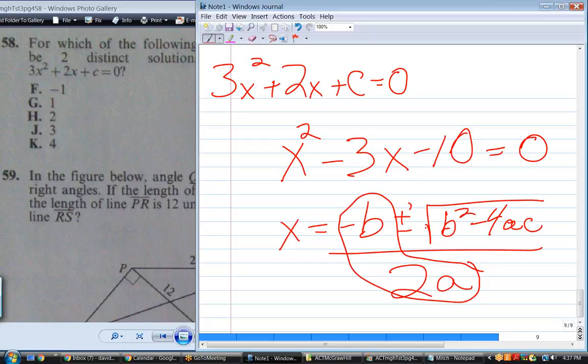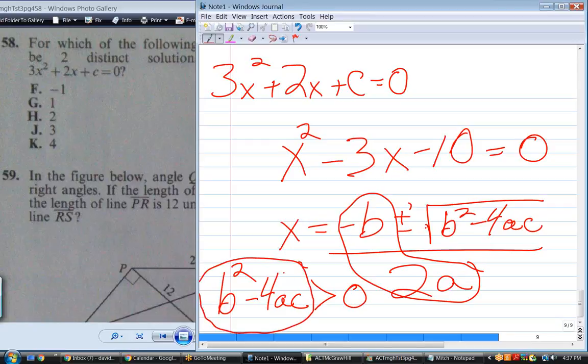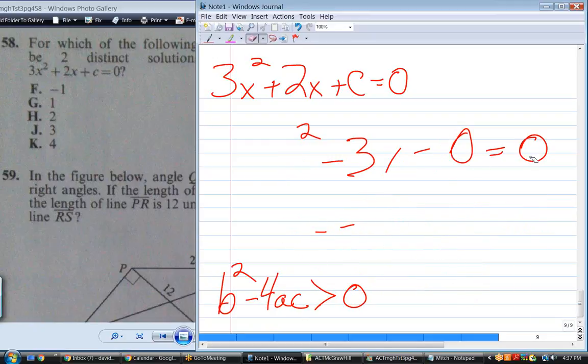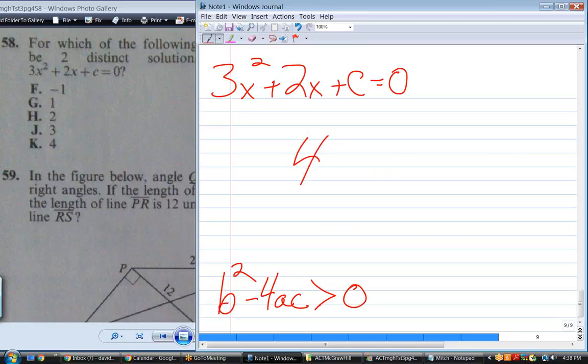So what we're looking for is where b squared minus 4ac is greater than 0. In other words, we're looking where the discriminant is positive. Okay. Well, that should be easy enough. What's b squared? B squared is 4. Minus 4 times a, which is 3 times c, and that has to be greater than 0.